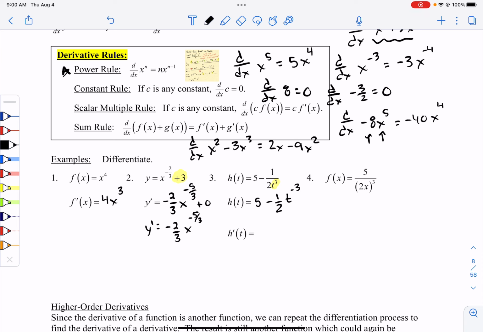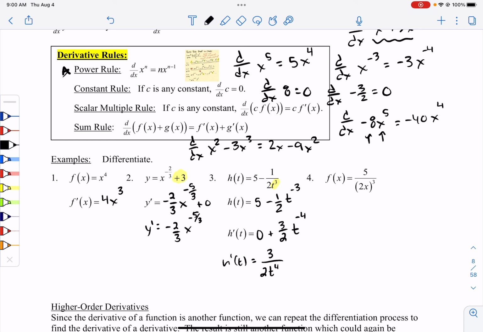So the 5 becomes a 0. The negative 3 gets multiplied to the front. So a negative 3 times a negative 1/2 is a positive 3/2. And then I have t. The negative 3 drops to a negative 4. So that would be my answer, or I can rewrite it as 3 on top and 2t to the fourth on the bottom. Either of those answers is going to be accepted.